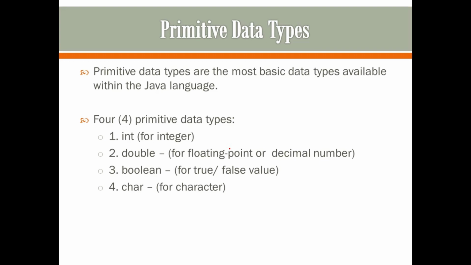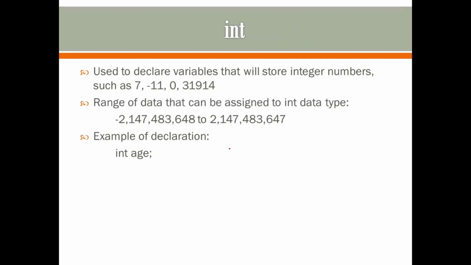For primitive data types, first, int for integer values. Second, double for floating point or decimal numbers. Third, boolean for true or false values. Fourth, char for characters. Okay, we go to the first data type, integer. Integer is used to declare a variable that will store an integer number such as 7, -11, 0, and so on.